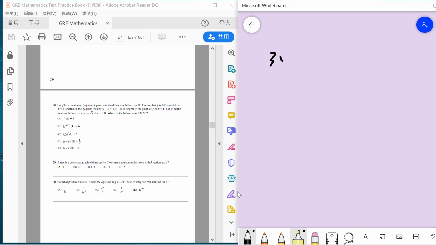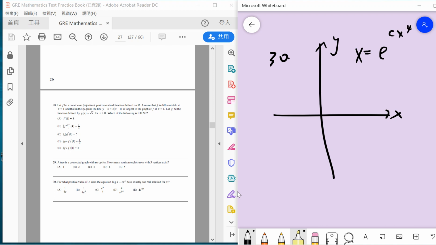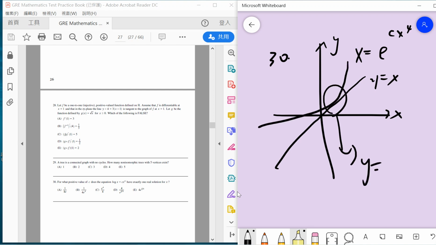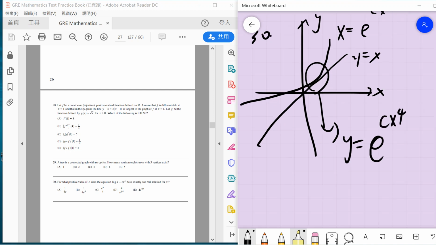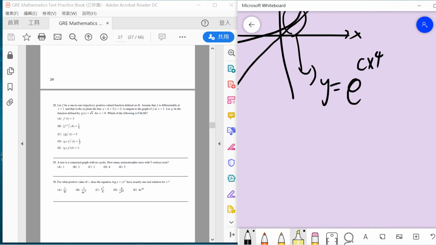So 30. For what positive value c does the equation log of x equal c times x to the 4th have exactly one real solution for x? Okay, so I change the equation to be x equals exponential of c x to the 4th. So this is y equals x, and this is y equals exponential of c x to the 4th. In order to have only one solution, they need to be tangent to each other.